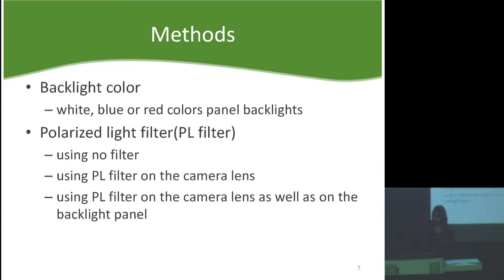There are three different combinations of the device, with a 10 centimeter camera distance, used to acquire the image. One is using no filter, one is using a PL filter on the camera lens, and one is using a PL filter on the camera lens as well as on the backlight panel. We are going to compare them to find the best combination in extracting the required features of the images.